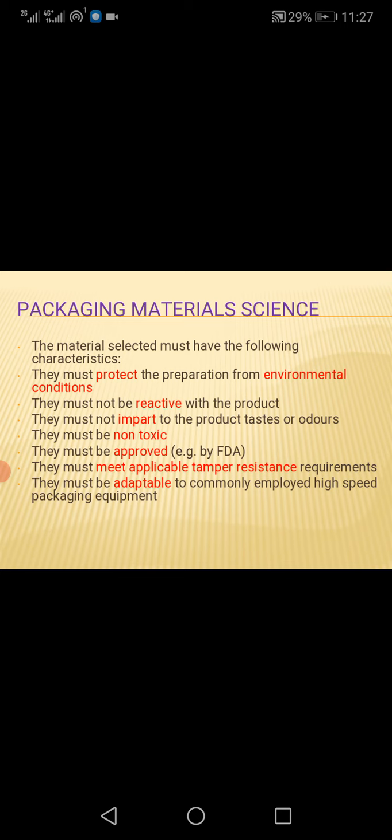إذا عندنا equipment packaging machine used to fill البرودكت حقنا جوا الكونتينر. الموفمنت بتاعت الكونتينرز دي جوا الاكويبمنت دي بتتطلب حركة شديدة. لازم الماتيريال which is selected to produce a packaging material should be adaptable to commonly employed high speed packaging equipment during the production or during the process of the packaging itself.